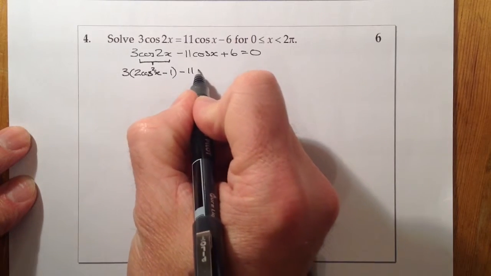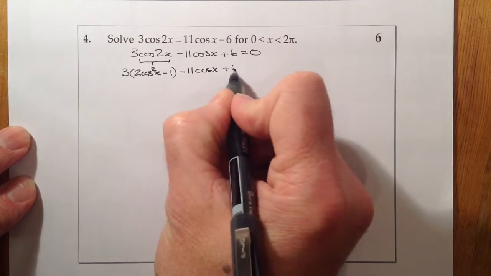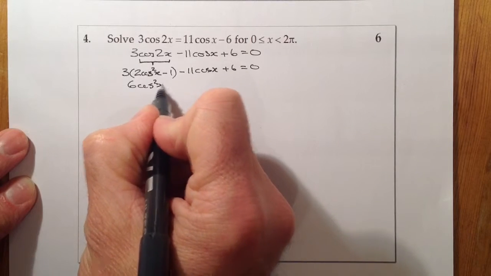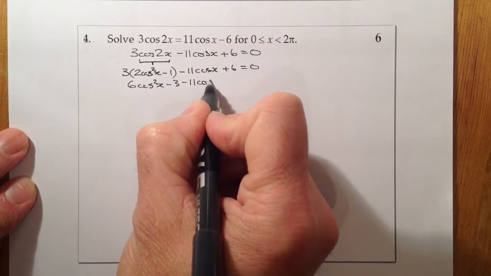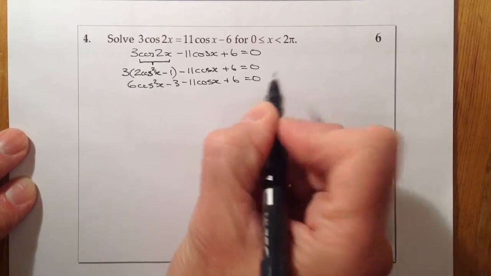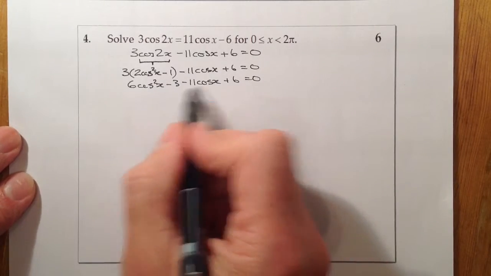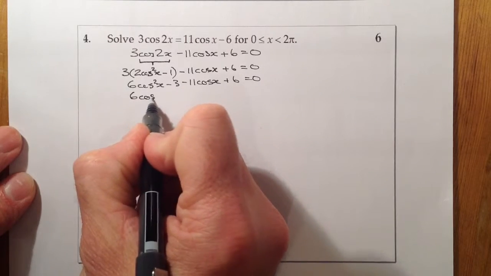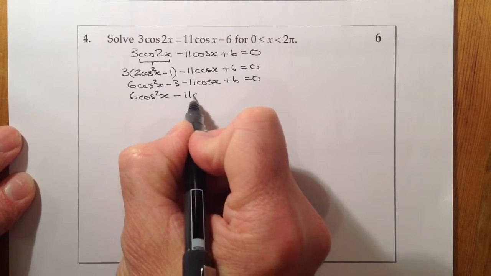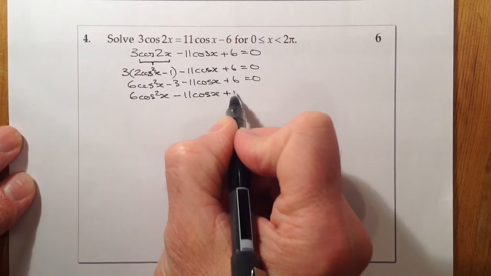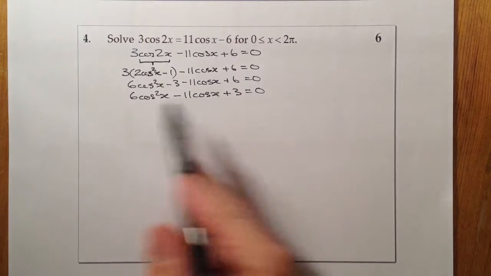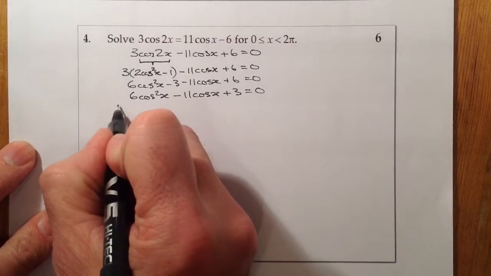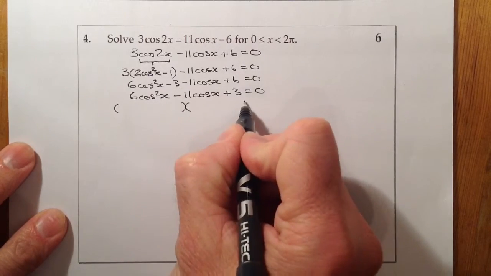Okay, so I've got minus 11 cosine x plus 6 is equal to 0. So let's multiply this out. Minus 3 minus 11 cosine x plus 6 equals 0. I'll gather together the numbers at that side. So I've got 6 cosine squared x minus 11 cosine x, and that'll give me plus 3 here. I can't take any common factor out of here to simplify it down, so I'll go straight ahead and factorise this.